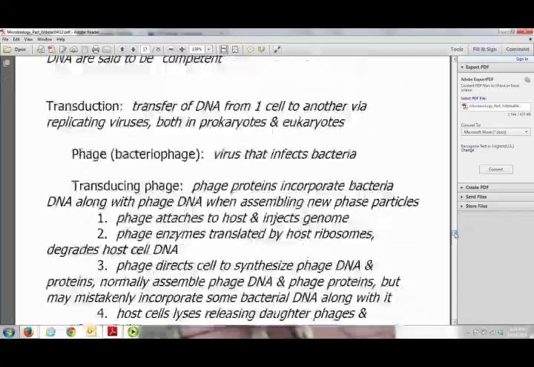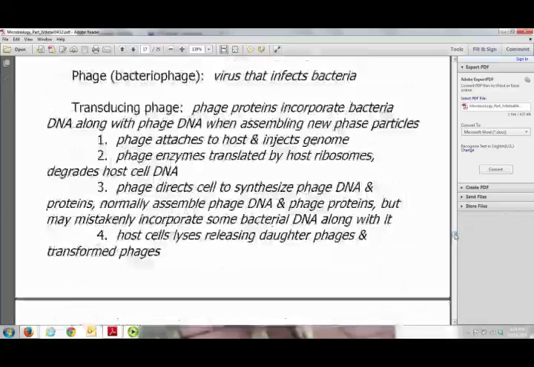So phages or bacteriophages are viruses that will infect bacteria. So with the transducing phage, the phage proteins are going to incorporate some of the bacterial DNA along with the phage DNA when assembling to make its new phage particles. The phage will attach to the host and it injects its genome. The phage enzymes are translated by the host ribosomes and it degrades the host cell DNA.